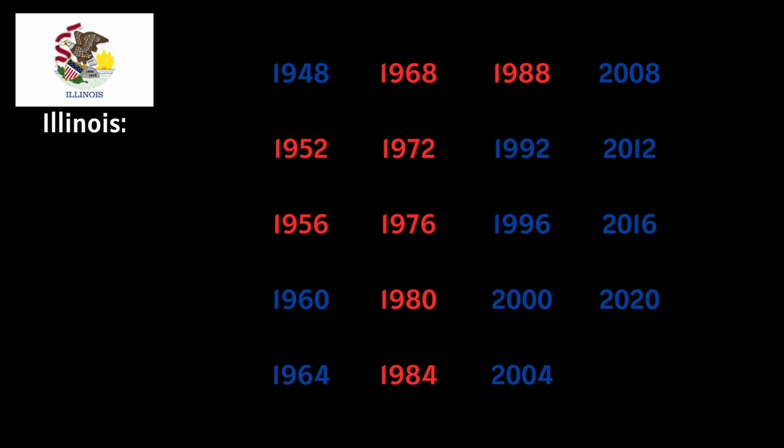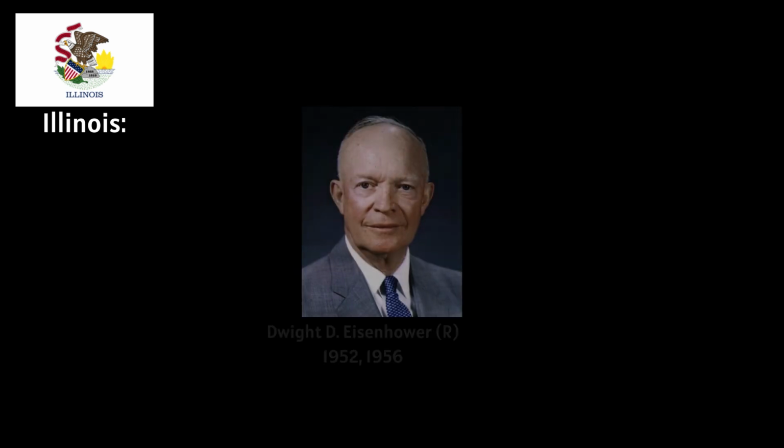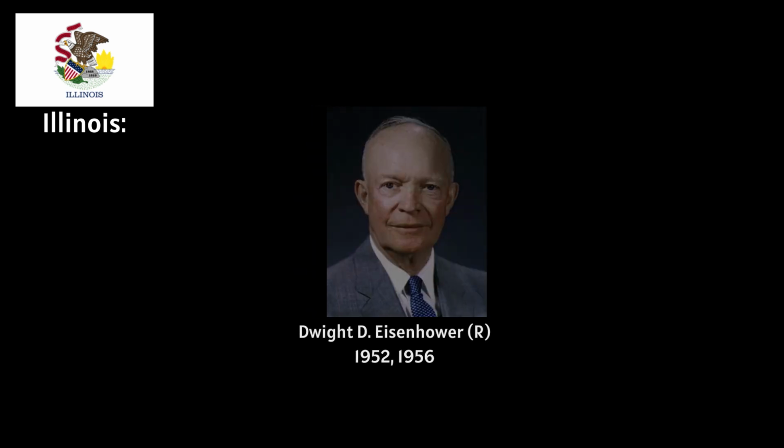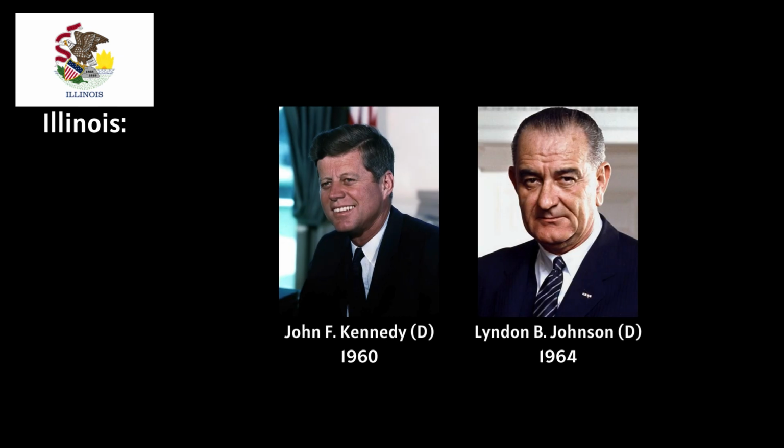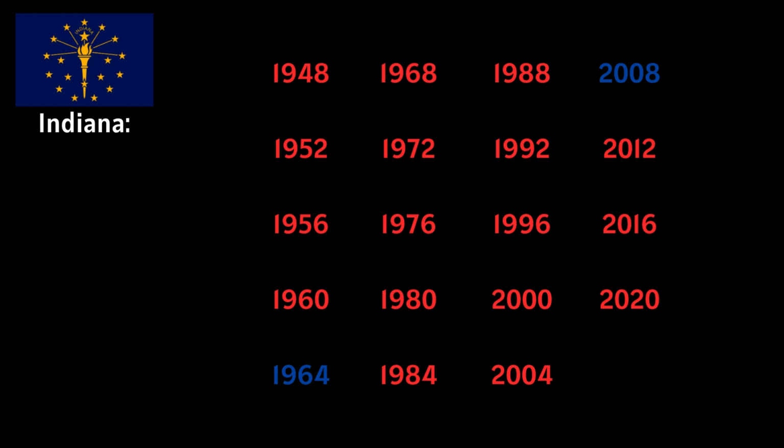Illinois tends to have periods where they consistently vote for the same party, then eventually switch. Illinois voted for Truman, a Democrat, in 1948, then voted Republican in 1952 and 1956. They voted Democrat in 1960 and 1964, then voted Republican from 1968 to 88, and has voted Democrat in every election since.